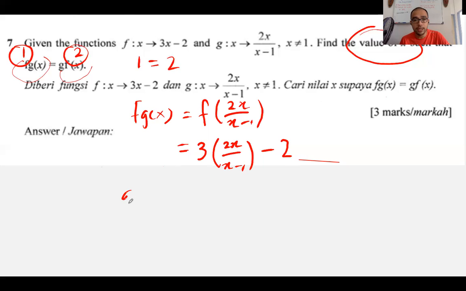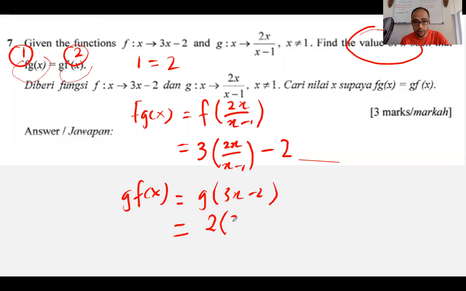Then the second step will be gfx. Okay, so gfx will be g, saya kasih masuk fx dulu, 3x minus 2. Okay, then saya kasih masuk 3x minus 2 over here, 3x minus 2 over here. So you get 2 times 3x minus 2 over 3x minus 2 minus 1. Then ini saya kasih sama dengan ini dan saya dapat jawapan x akhir.